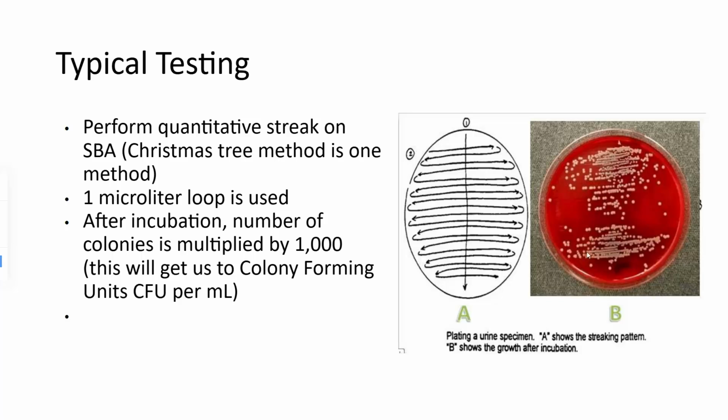When you have a lot of growth like this, and there's tons and tons, then you can just estimate, and they give you drop down options like less than 10,000, 10,000 to 50,000, 50,000 to 100,000, 100,000 plus. So this one would probably be just 100,000 plus. You wouldn't have to report the exact number of colonies. But however many colonies you count, you would multiply it by 1,000. So if you do this streak and only 1 colony grows, then you would have 1,000 CFUs per mL.